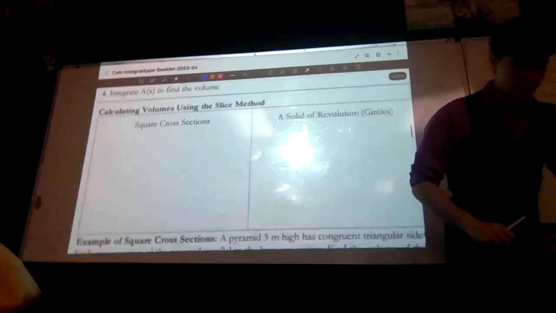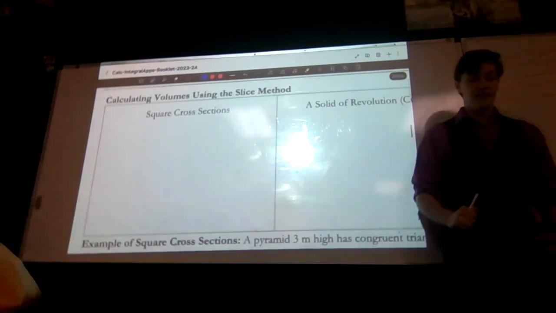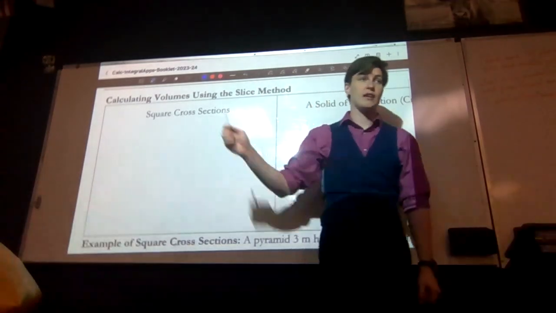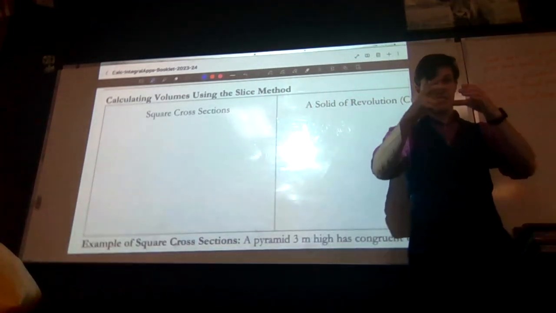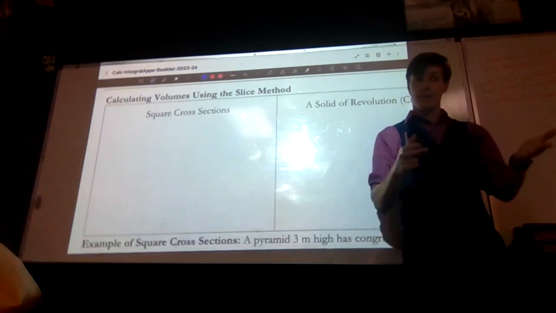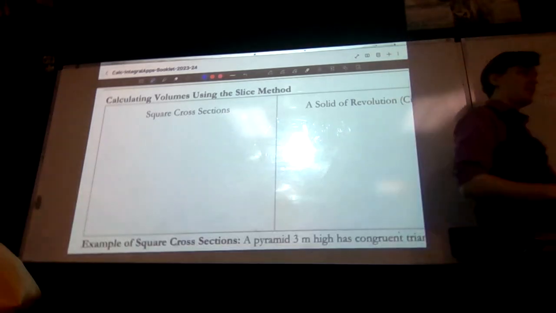Okay, so let's look at different volumes using different cross-sections. Let's say we have square cross-sections. Think about it: if you have a square and then a square that gets smaller and smaller and smaller, what shape does that make? A pyramid.